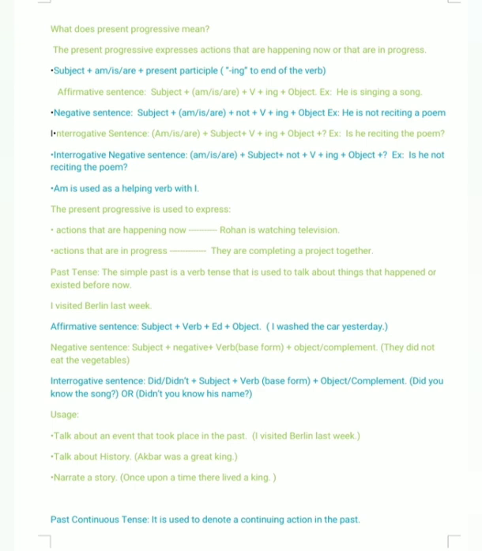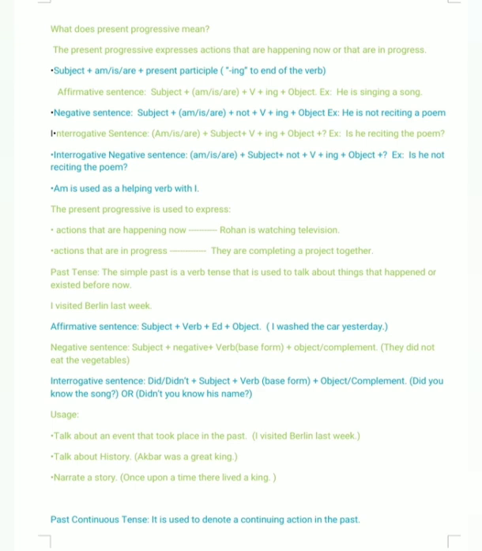I visited Berlin last week. So here the verb visited is in the V2 form, the past form of the verb visit. For framing an affirmative sentence in simple past, what do we have to write first? We have to write first the subject, then verb plus ed, then an object.